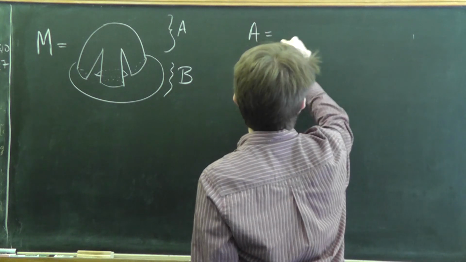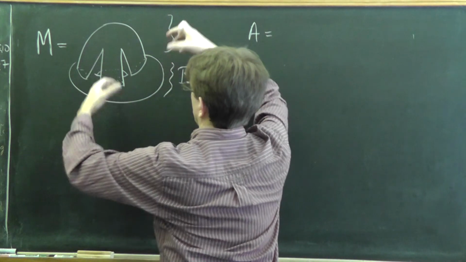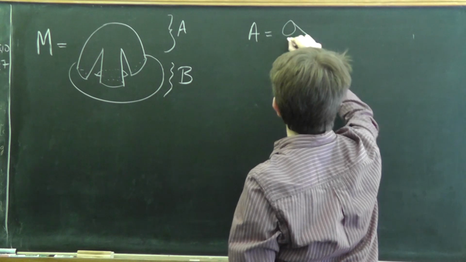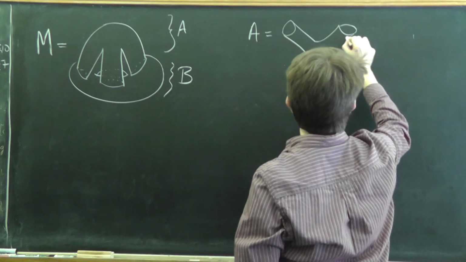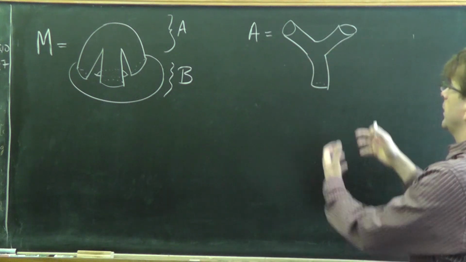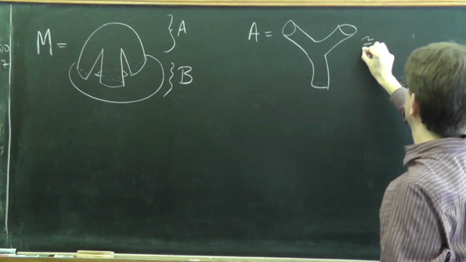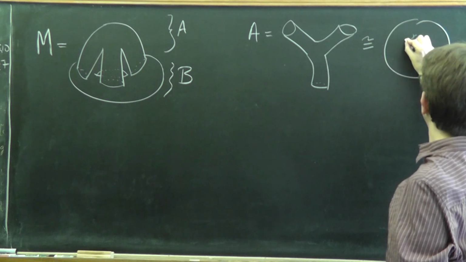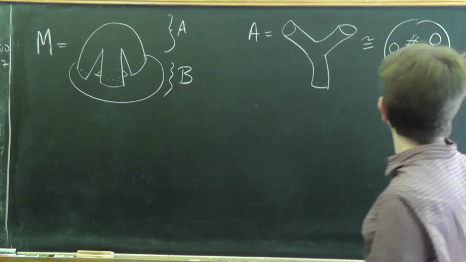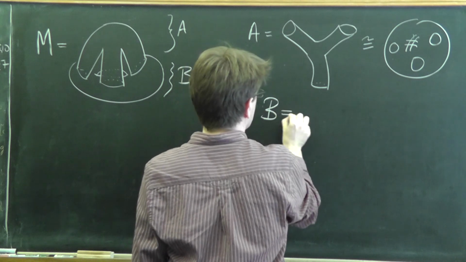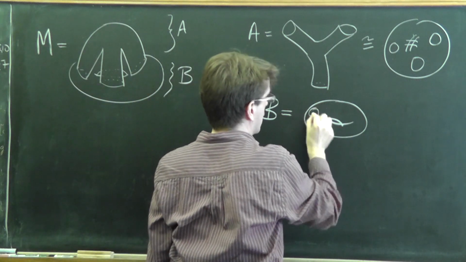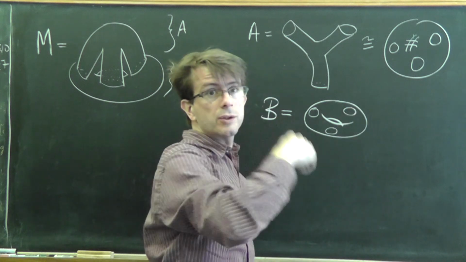If we pull A apart and stretch those arms out, A is like 3 tubes joined together, like this. If you then stretch this, you imagine it's 3 tubes joined together, this is homeomorphic to the sphere, but where we've just poked 3 holes in it. And B is what's left when we pull A off: a torus with 3 holes poked into it.